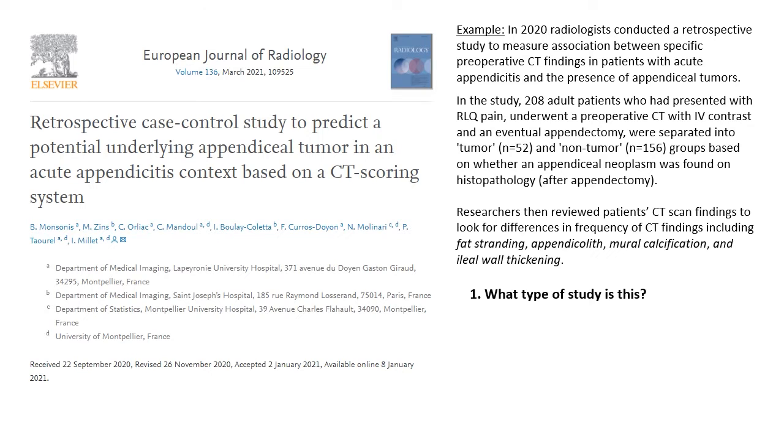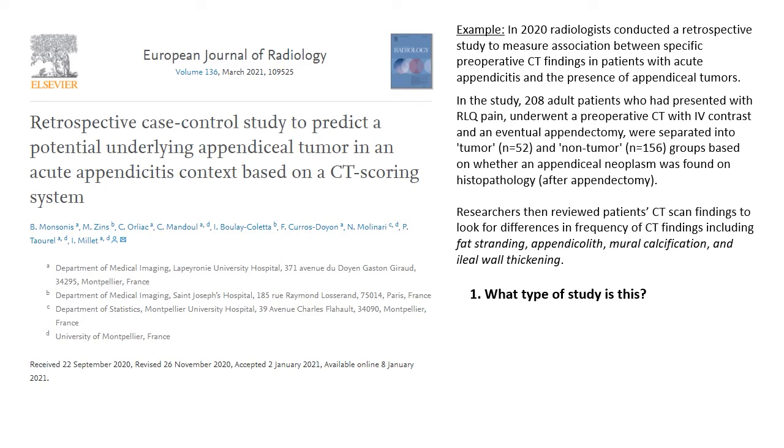So for our first real-world example, a group of radiologists conducted a study to look for associations between specific preoperative CT findings and the presence of an appendiceal tumor. They did this by separating participants into 2 groups, those with the tumor and those without. Then, they reviewed the preoperative imaging to see how frequently certain findings like fat stranding and appendicolith were present for each group. So question 1, what type of study is this?